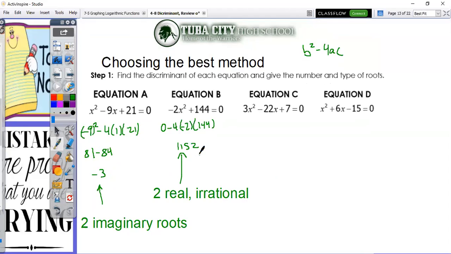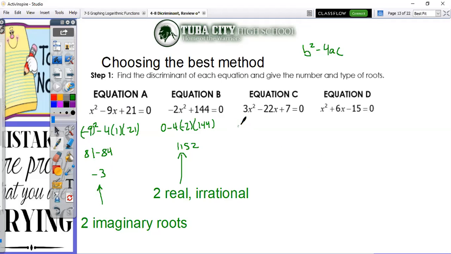Or it could also be another one that we could use, actually, I would say square roots, because we're missing the b value, right? This would be perfect for square root. This one, since we have an imaginary root, it's probably best that we use quadratic formula for this one. All right, anyway, continuing on.